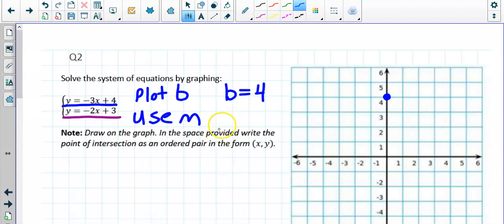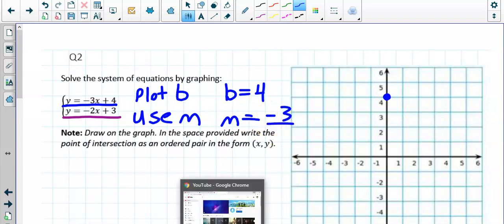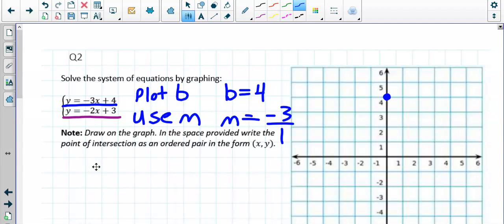Slopes are your directions. What is the M in my blue equation? -3. But it needs a bottom number, so what is that over? 1. Yeah, whenever you do not see a denominator, it is automatically 1. So what does that top value tell us to do?